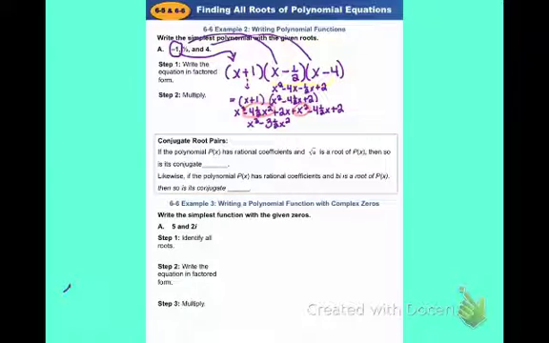Then I'm looking for my x terms. I have a 2x and a minus 4.5x. Combined together, that gives me minus 2.5x. And then finally the plus 2. And so the polynomial function that would have these 3 zeros would be x cubed minus 3.5x squared minus 2.5x plus 2.